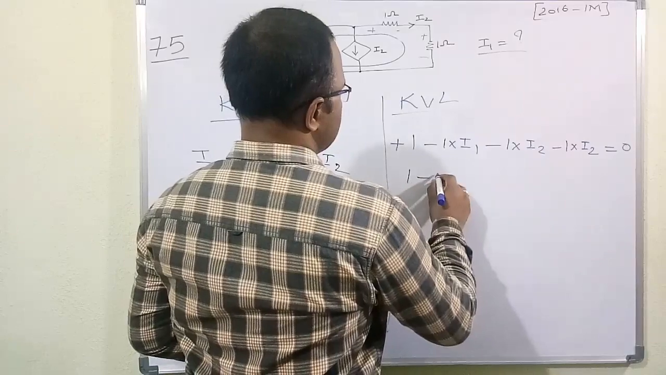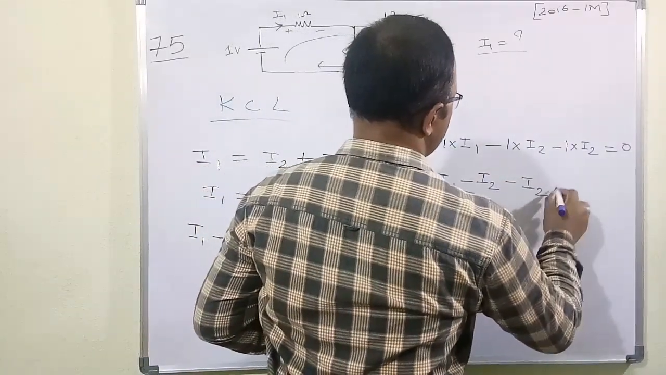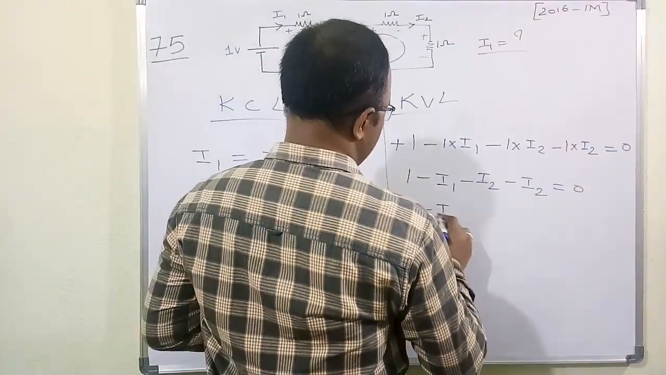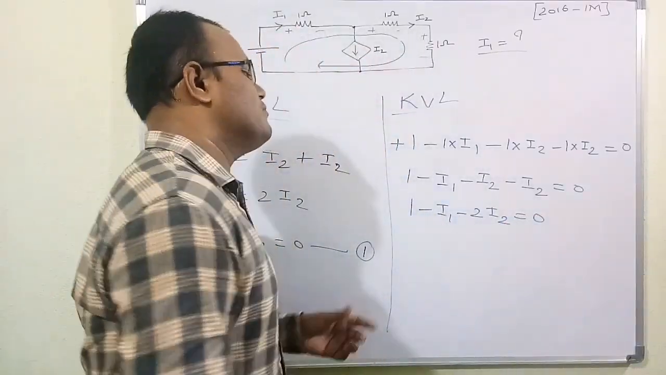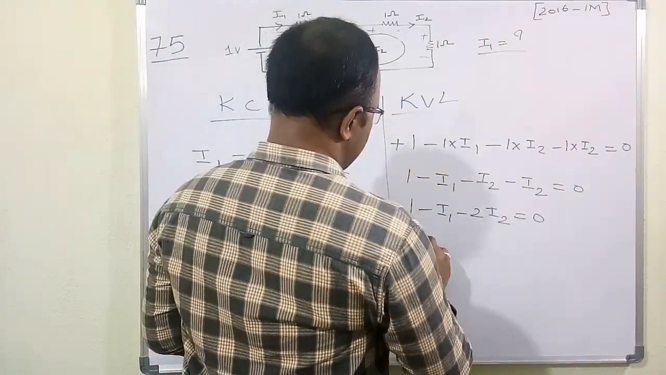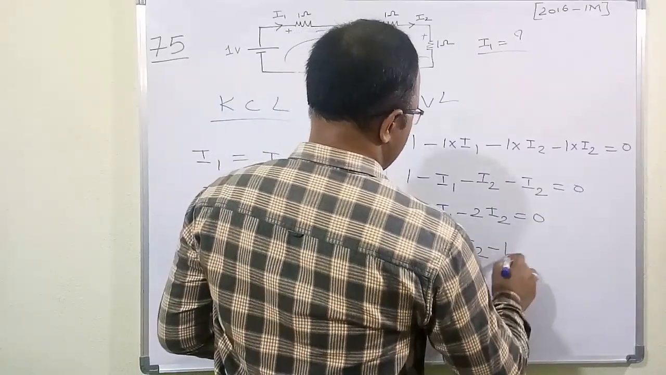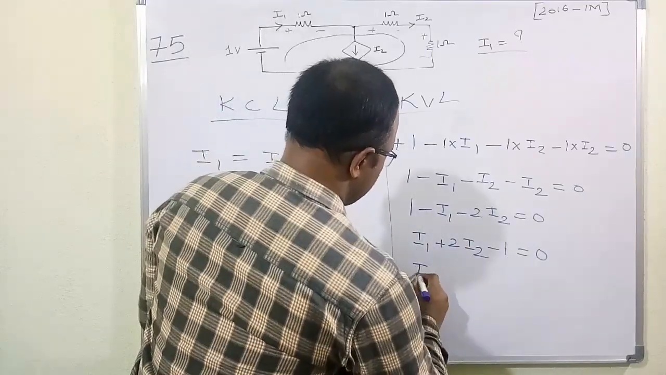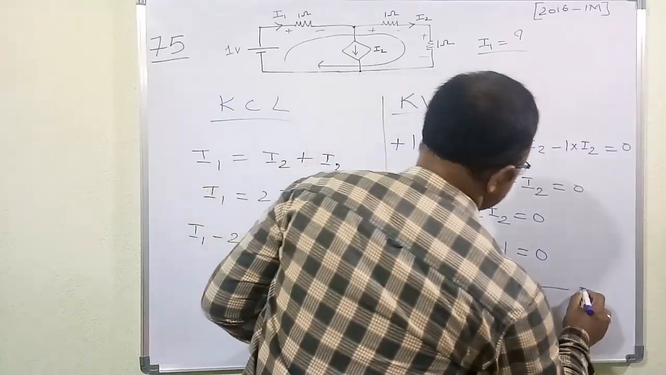Therefore, 1 minus I1 minus I2 minus I2 is equal to 0. So 1 minus I1 minus 2I2 is equal to 0. Now I am going to multiply by minus 1 on both sides. Therefore it will become I1 plus 2I2 minus 1 is equal to 0. So I will take the 1 to the other side. Therefore, I1 plus 2I2 is equal to 1. This is the second equation.